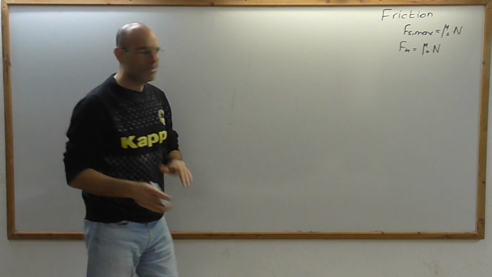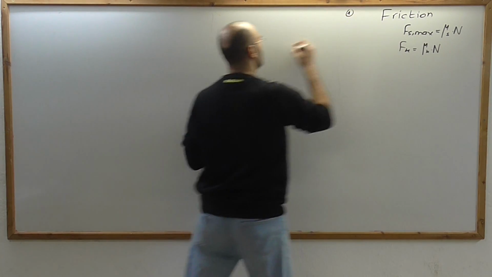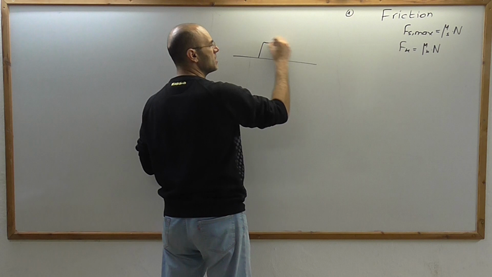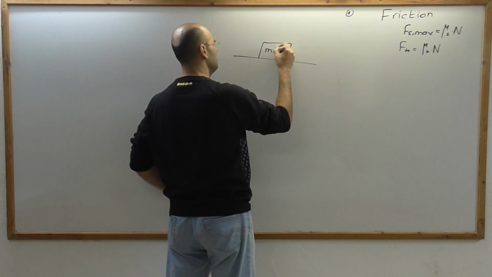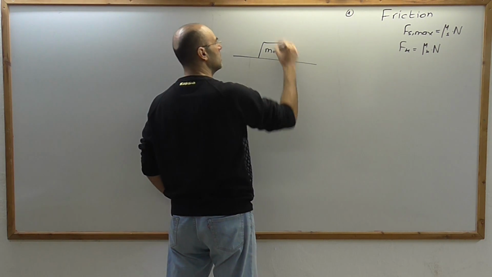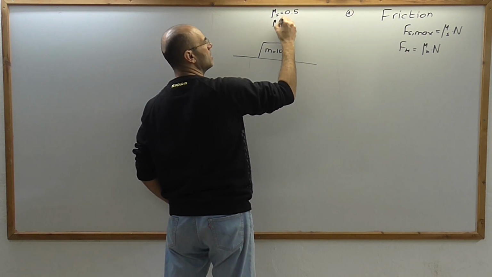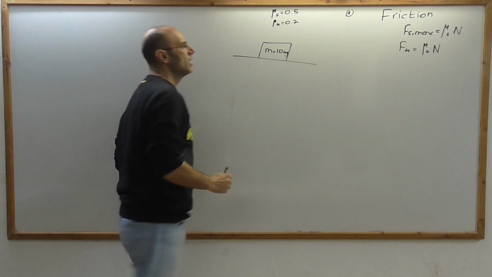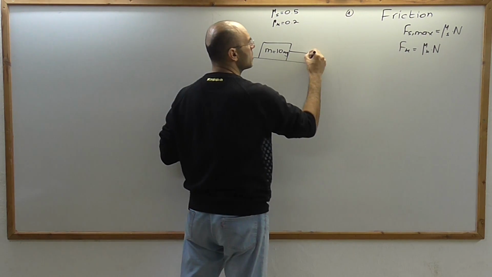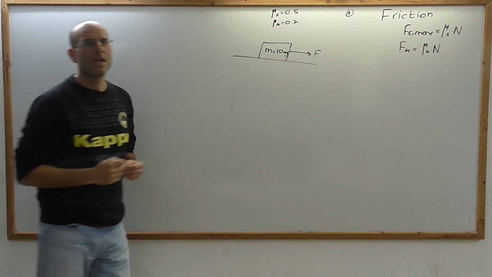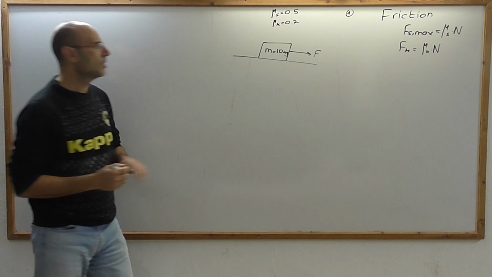Okay, a lot of examples. Let's start with this one first. I have a mass here, 10 kilograms. Let's say the mu static is 0.5, the mu kinetic is 0.2. And I pull it with the force of F.